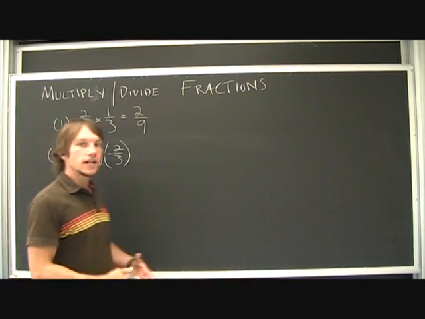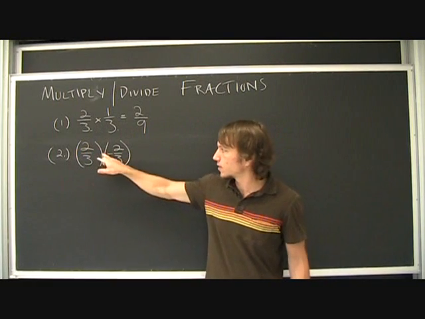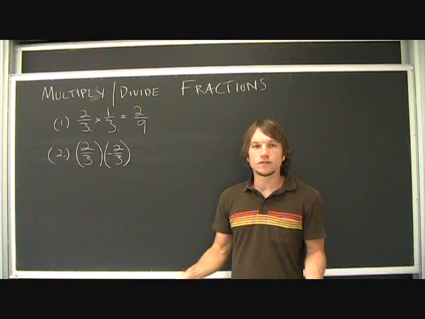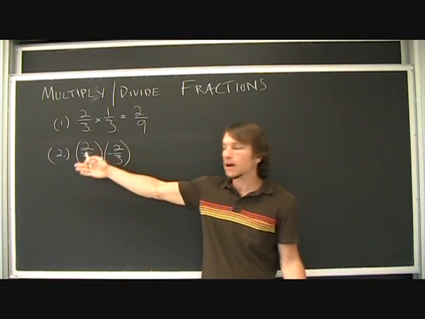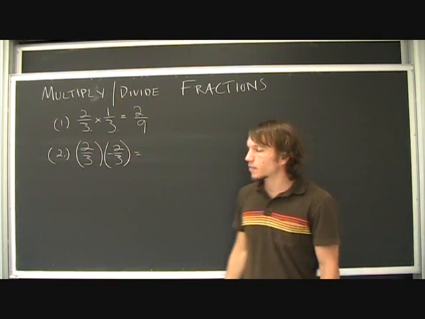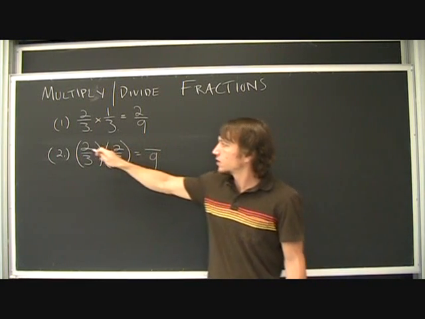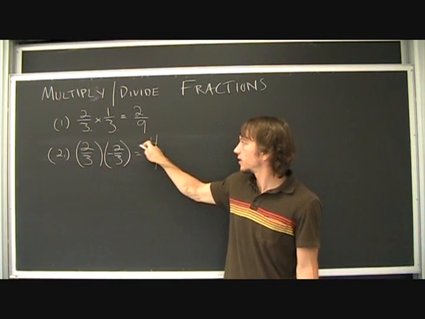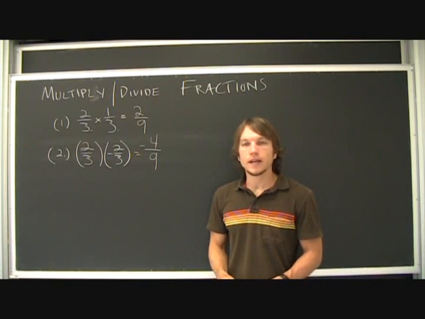Note the different notation there. My first example had a times. In this case, I just have two parentheses, two numbers right next to each other. It's assumed that you're multiplying. 2/3 times negative 2/3. So the rule for multiplying fractions is the same. Multiply the two tops, the two bottoms, and remember, the rules from before are still in effect. 3 times 3 is 9. 2 times 2 is 4. And I multiplied a positive by a negative, so I still end up with a negative. A positive times a negative is always a negative.